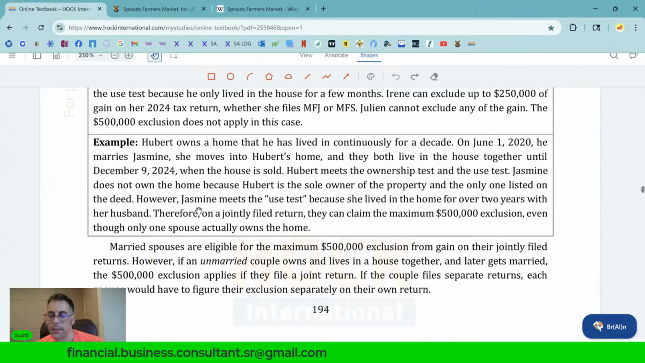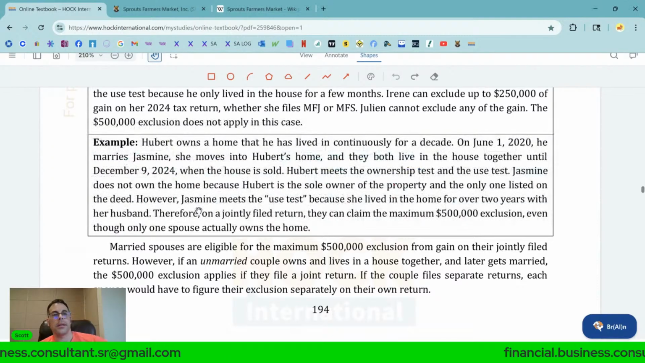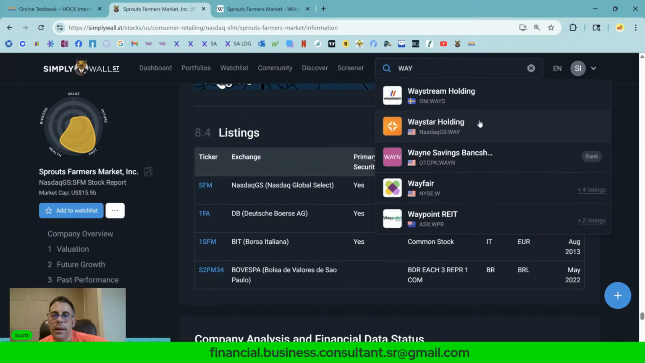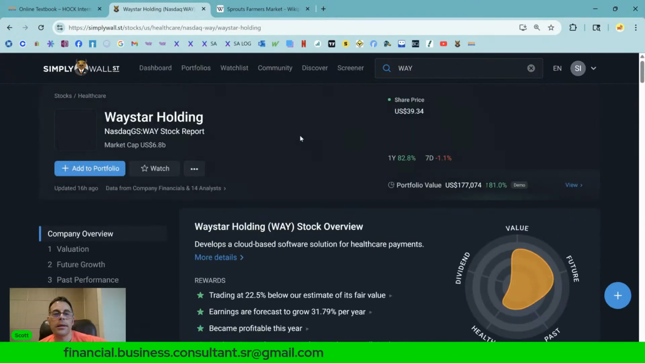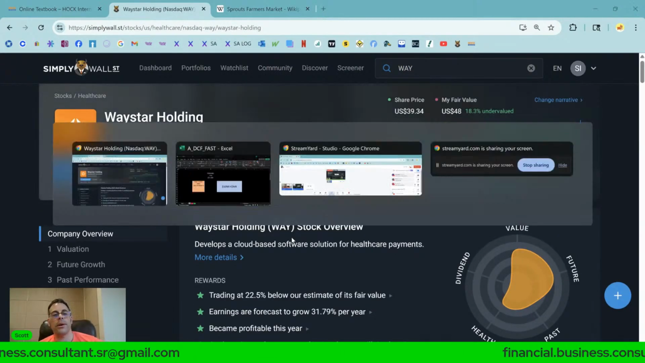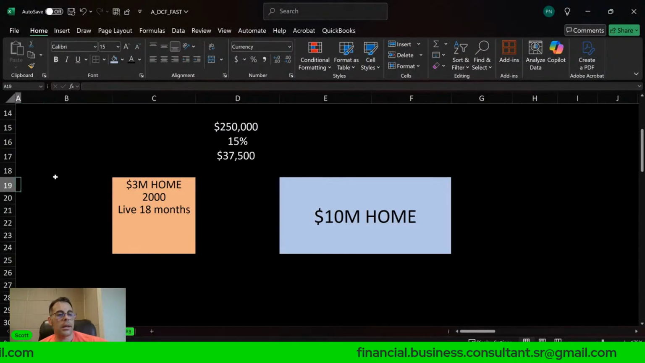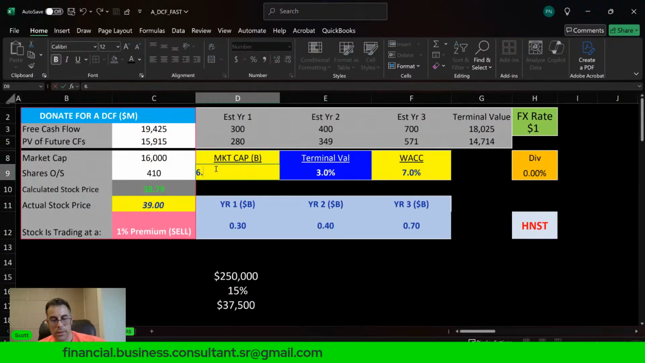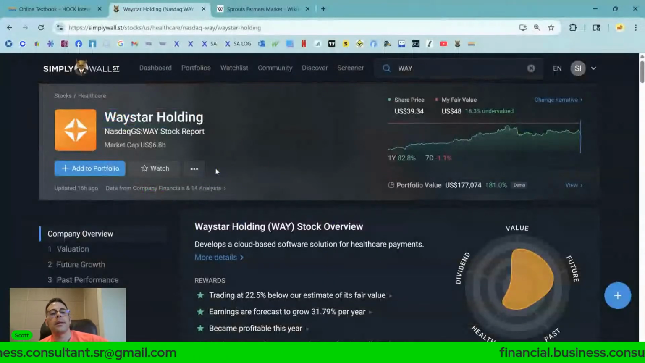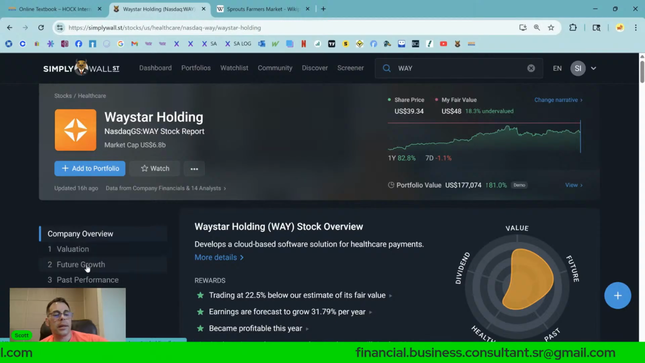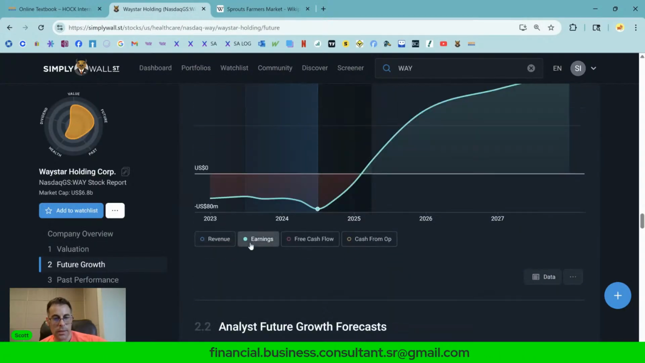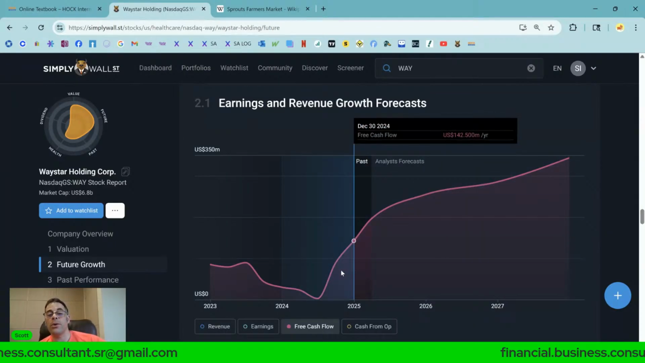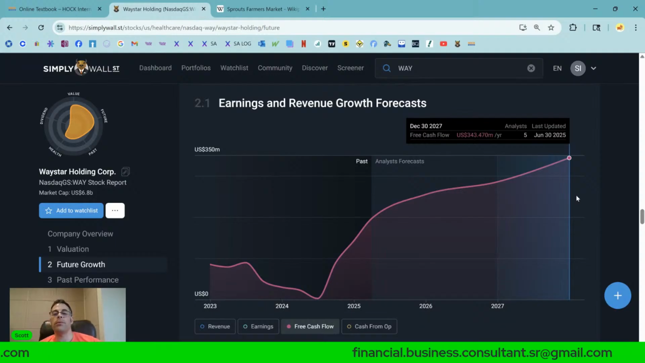Way, since you ask. Is that United Way? Waystar. 6.839. $6.8. It looks good. They're forecasted to grow a lot in the future, up to 343 million.